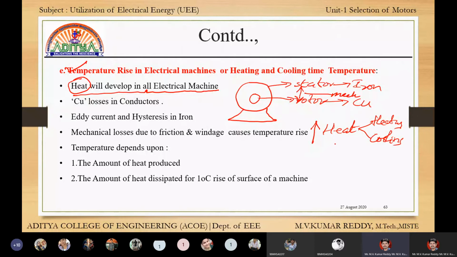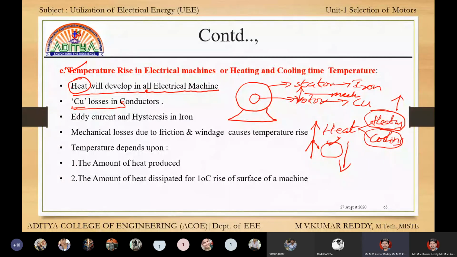That means for one motor, up to which temperature it can be heated. After heating that motor, using what method, that means what are the methods to reduce the heating of the motor? Reducing the heating of the motor is called cooling. Here heating of motor means up to which temperature it can be heated. Hence, copper losses in conductors.